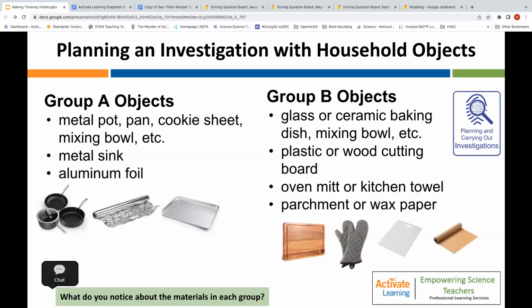What I would now do is use these questions to drive the instruction. And so I would say to the kids, all right, I've got these two groups of objects. Group A look like this and could be things like this. Group B look like this. And in the chat, what do you all notice about the materials in each group? Somebody said, let's get out materials. Well, here you go. What do you notice about the materials?